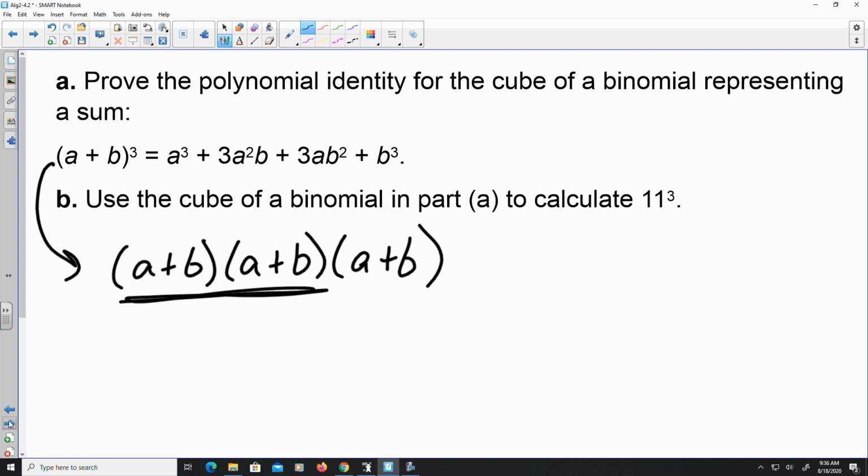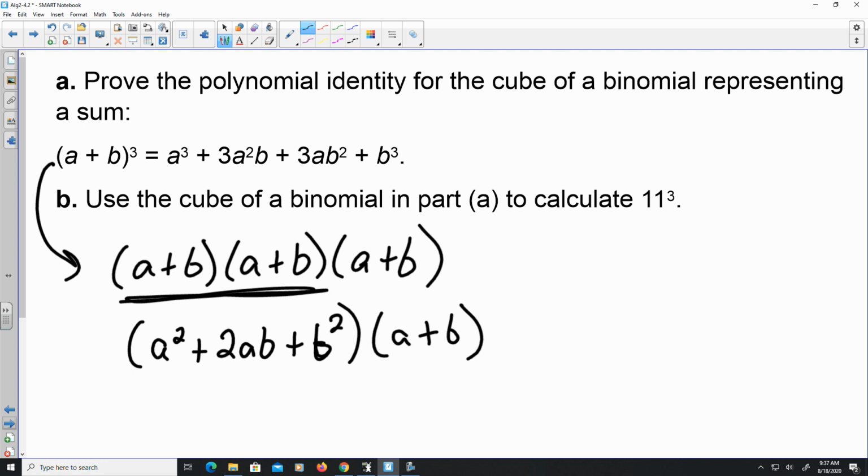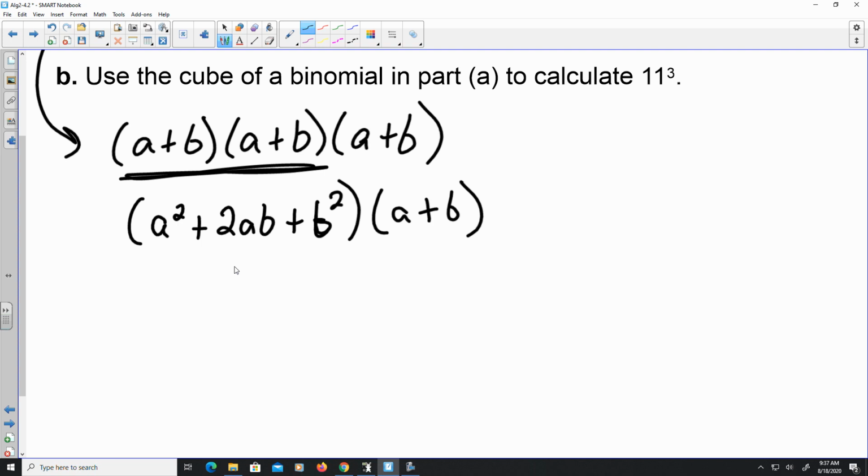When you multiply these two out, it turns into a squared plus 2ab plus b squared. And then what we have left is a plus b times that quantity. So what I'm going to do here is take this and distribute a to each one of the terms in that trinomial.